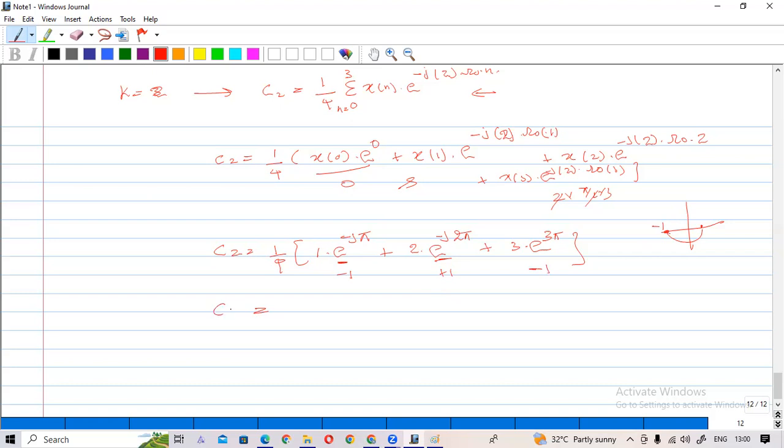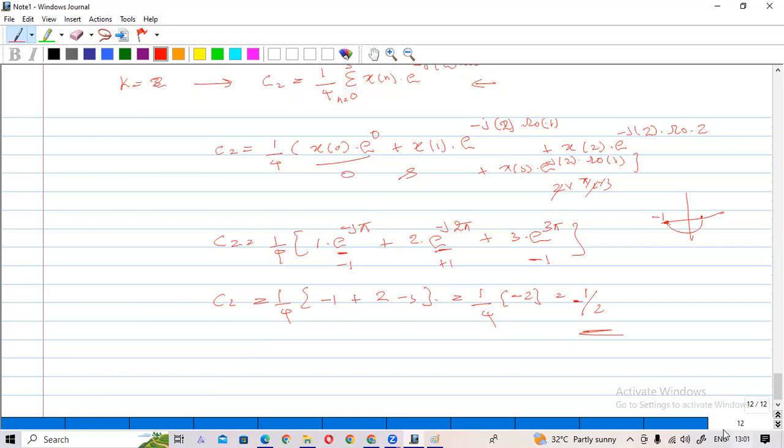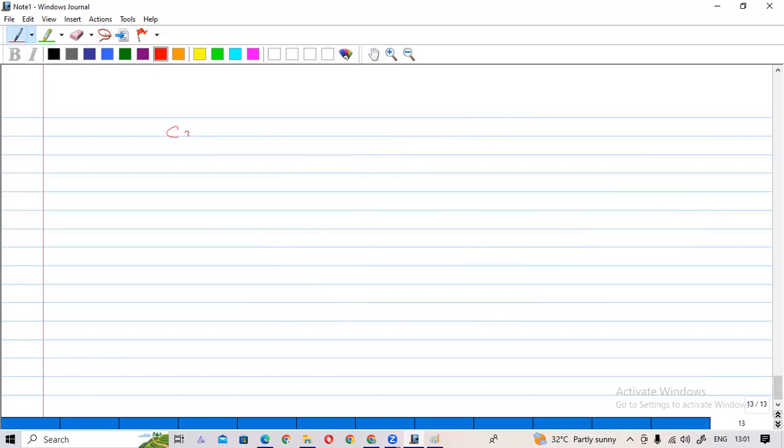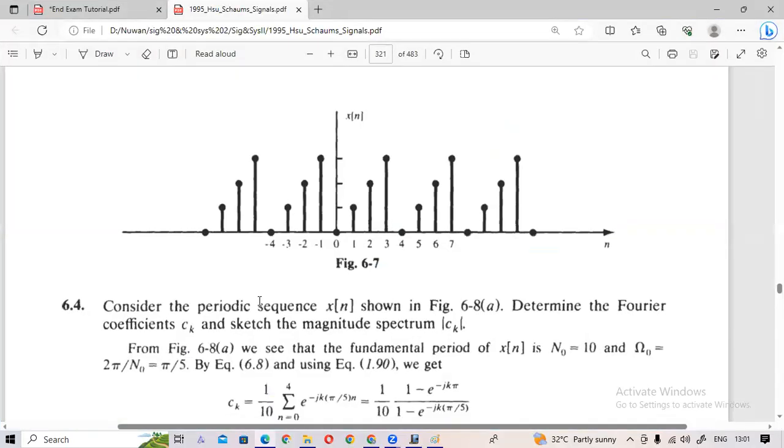Okay. So C2 is equal to 1/4. This is -1 plus 2 minus 3. Okay. So you will have 1/4 of -1 minus 3 minus 4 plus 2. It will be -2. So it will be -1/2. Okay. So that is C2 value. In the same manner, you can find the C3 value also. So I think please try to do it by yourself.